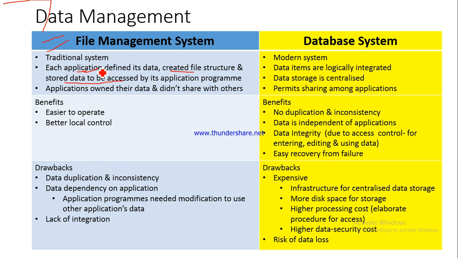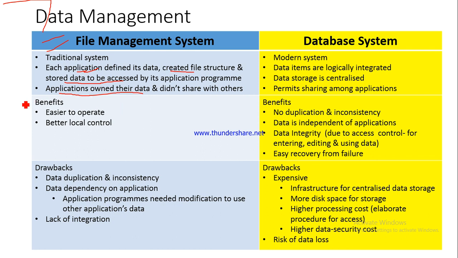So you have got different files for different applications. Is this okay? So each application defines its data, creates file structure and stores data to be accessed by its application program, and each application will own their data. So the cashier application, which is meant for the cashier, will store its own data and it would not be sharing it with the loan manager application. Fine. The loan application which is being used by the loan manager.